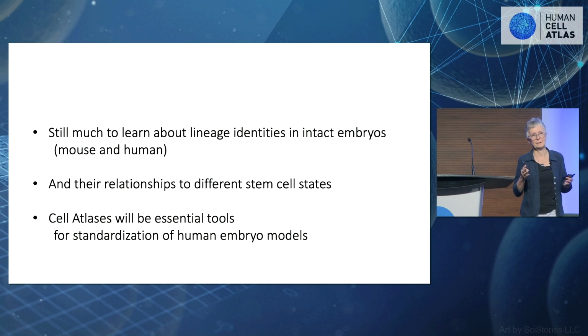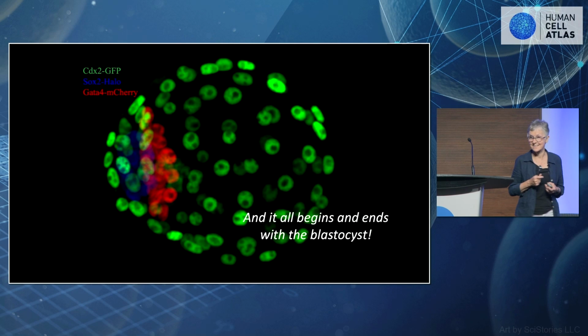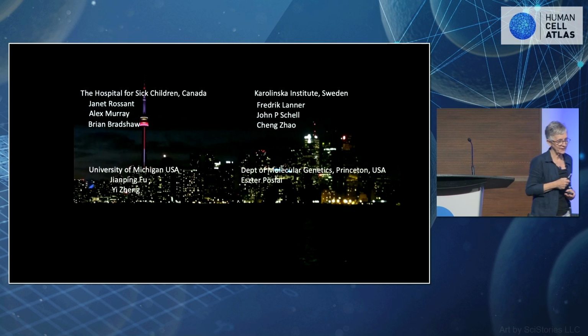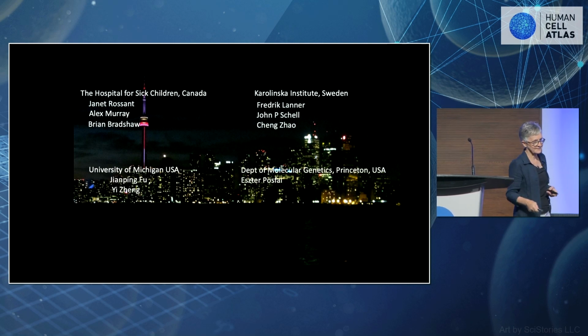You can go from studying an embryo. You need to understand the lineages of the embryo, and we still don't know everything there is to know about how an embryo forms, especially in the human case. We don't fully understand the relationships between the embryo and the different stem cell states. Cell atlases are going to be essential tools for standardization of these human stem cell embryo models. And it all begins and ends with my favorite stage of development, the blastocyst. And I'll stop there and thank the people who've been involved in some of these later collaborations in my lab, the chimeras, and the other people.